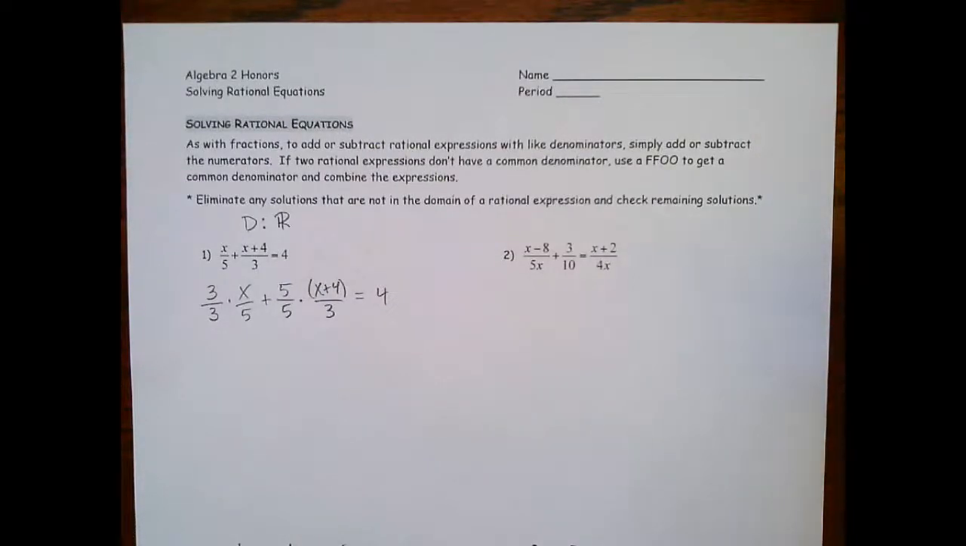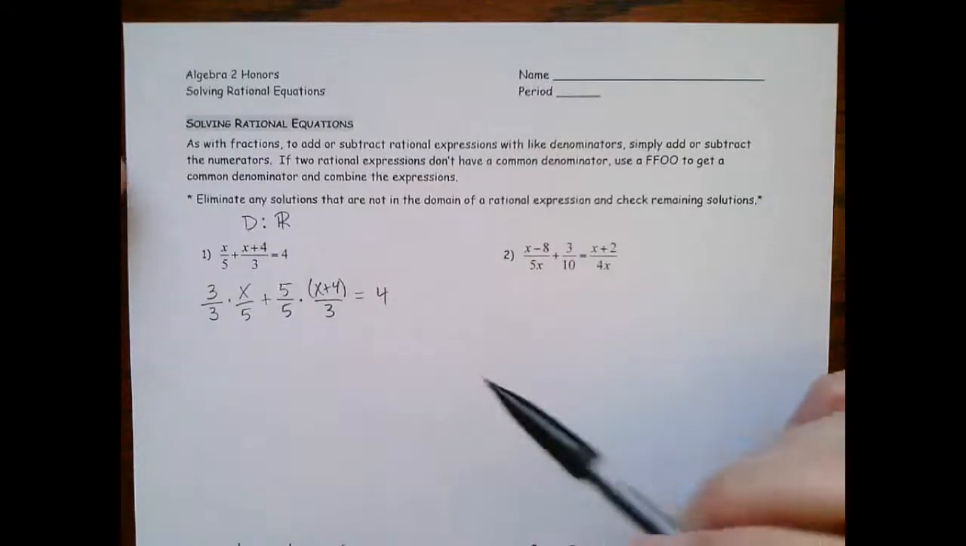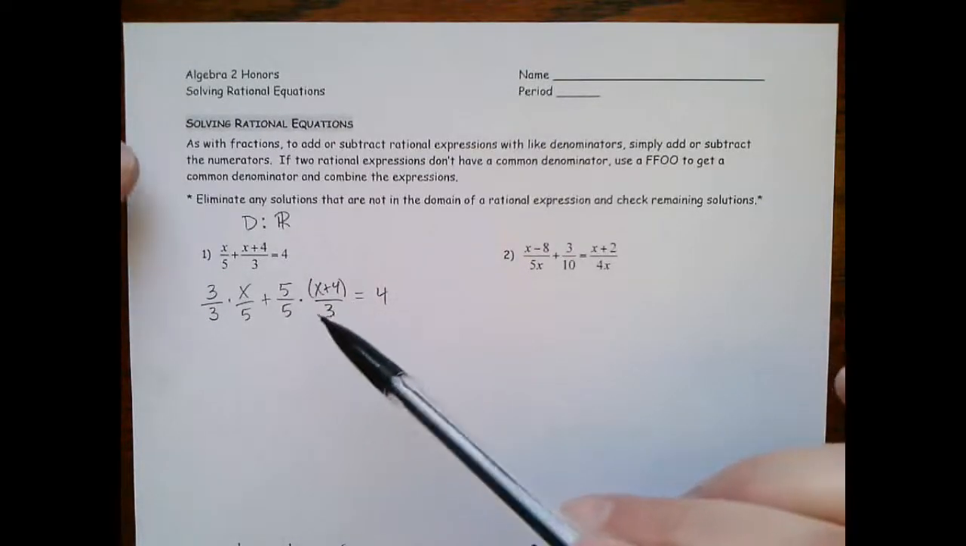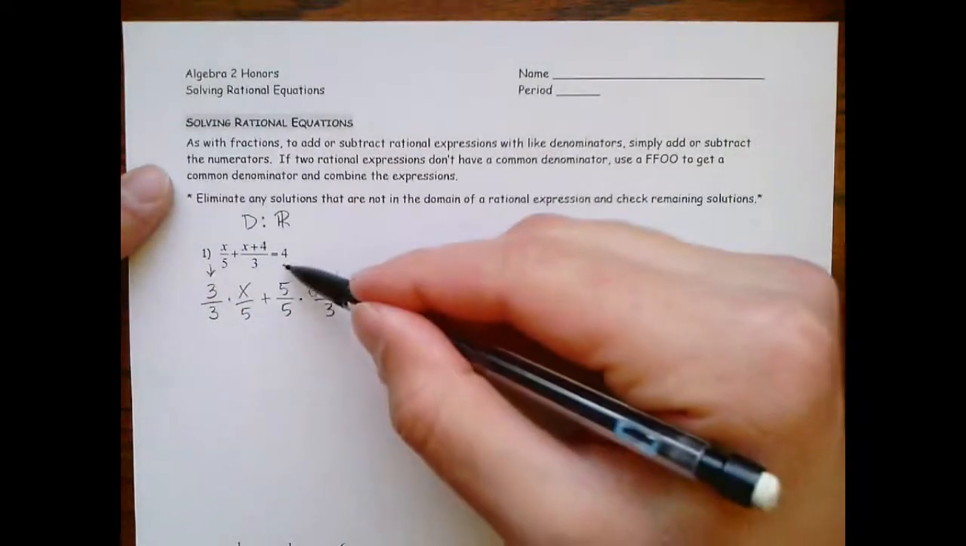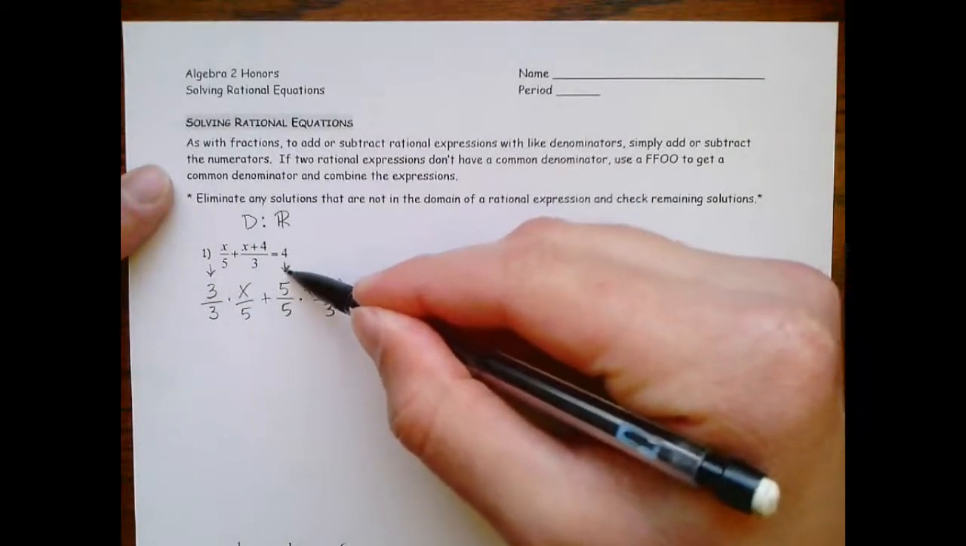So then a lot of times students have questions like, why don't you have to multiply the 4 by something? Didn't you multiply over here by something? And why did you multiply by two different things? Well, think about what these things are. What is 3 over 3? It's just a fancy form of 1. What is 5 over 5? It's just a fancy form of 1.